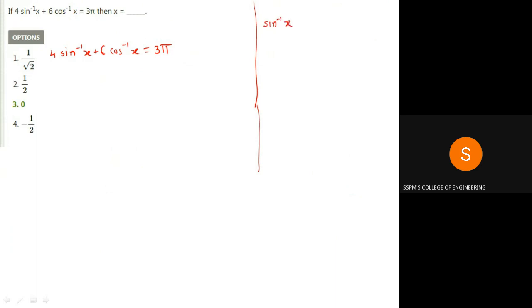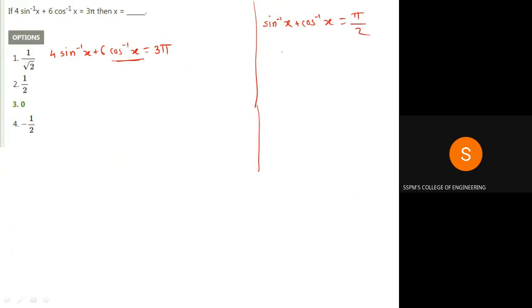Sine inverse of x plus cos inverse of x, what is the value? Pi by 2. Sin inverse of x plus cos inverse of x is equal to pi by 2. So we will try to replace this cos inverse by sin inverse. How do we do that?